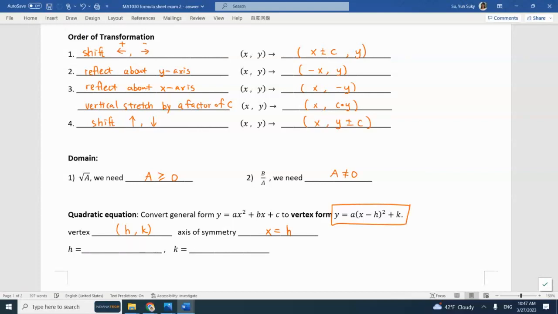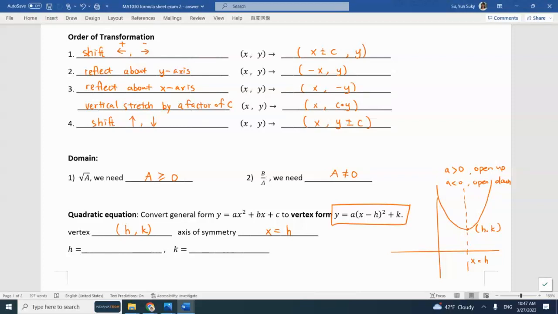x equals h. Okay? So you find your vertex (h, k), and then depends on your a. If your a is positive, then it opens up. Okay? If a is negative, it opens down. So your axis of symmetry is this line, x equals h. Okay, everybody? It's not just h. It's a line. So line equation, x equals h.